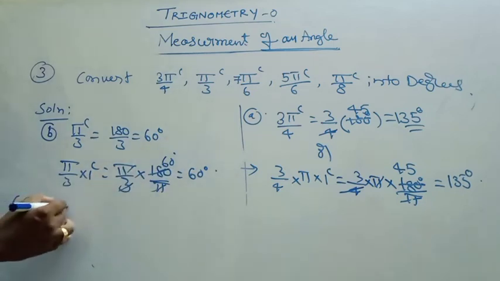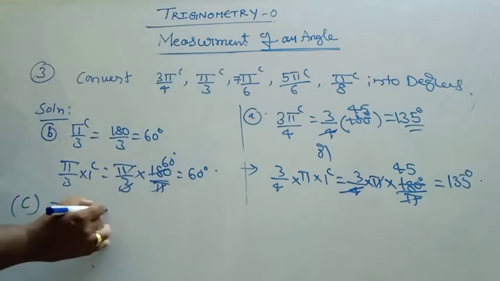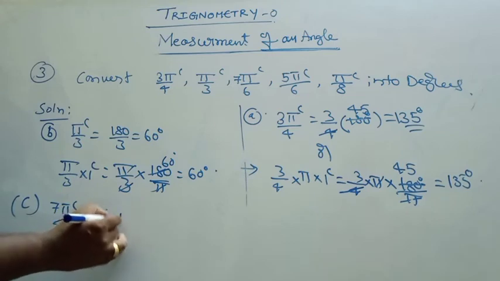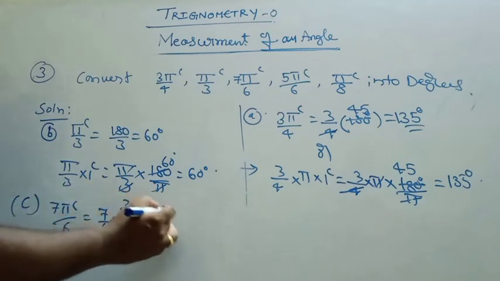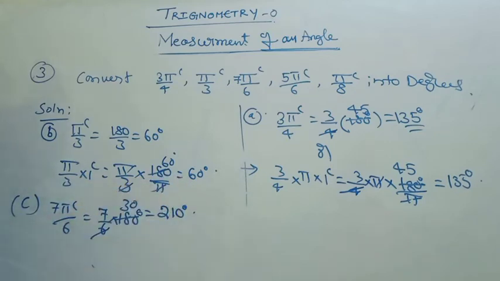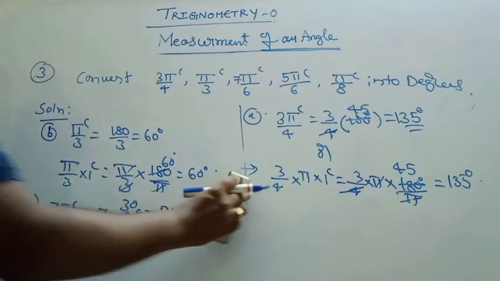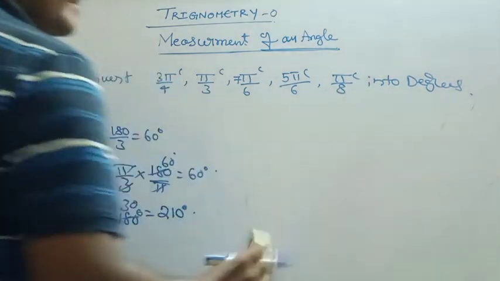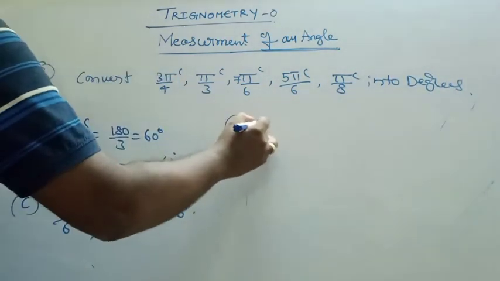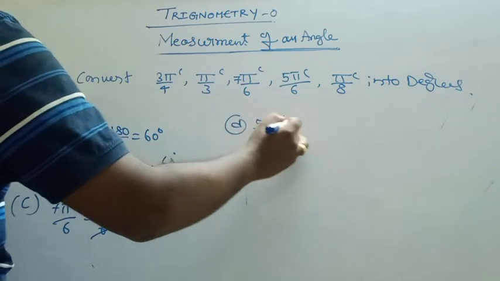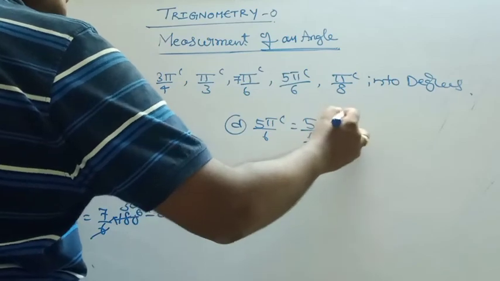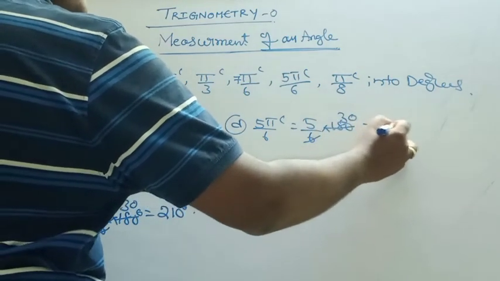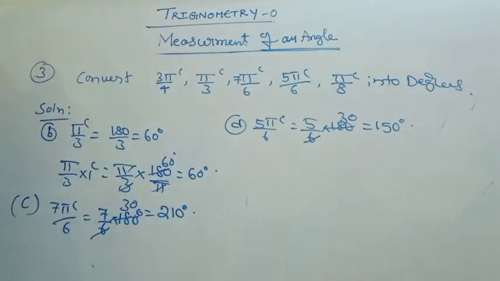Like that, 7 pi by 6 radians. This is 7 by 6 into pi, which means 180 degrees. 6 ones are 6, 6 thirties. 7 into 30 degrees is 210 degrees. Like this also we can do. And even the D part is 5 pi by 6 radians. 5 by 6 into pi radians is 180 degrees. 6 ones are 6, 6 thirties. That is 150 degrees we have got.